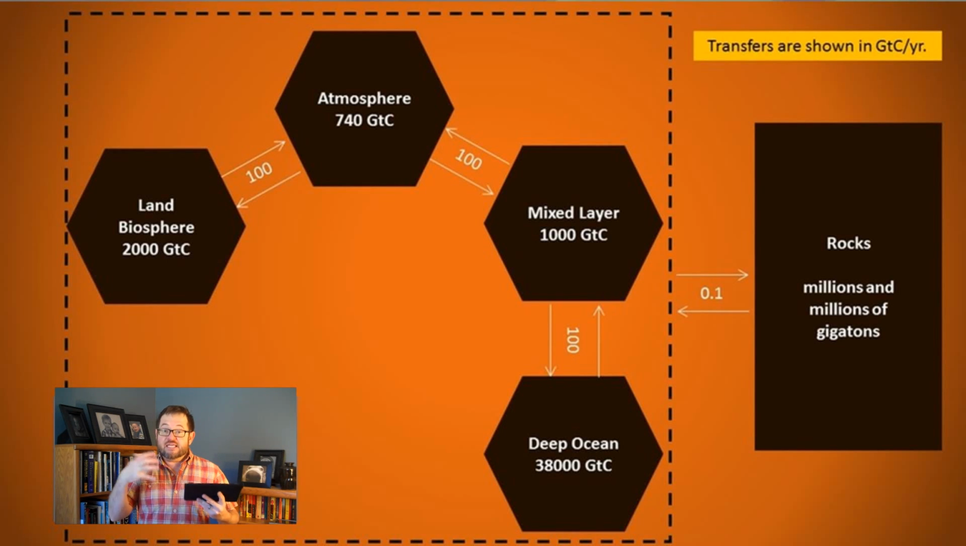Now, obviously, in the natural system, carbon moves back and forth between these reservoirs. For example, the processes of respiration and photosynthesis represent a perfectly natural way that carbon moves back and forth between the atmosphere and the land biosphere. That happens at a rate of about 100 gigatons a year, as you can illustrate with those little arrows right there. And over the course of a year, it basically balances out.